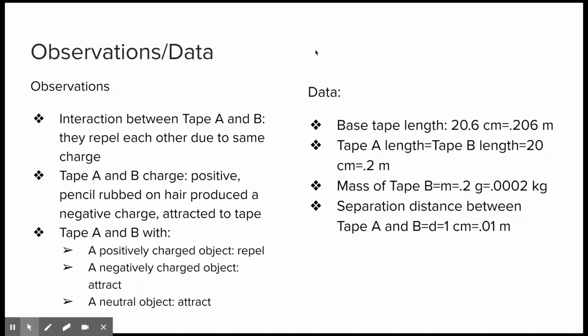I observed that tape A and tape B repel each other, so they must have the same charge. Also, they were attracted to a negatively charged pencil, therefore signifying that tape A and tape B are positively charged. As a result, tape A and B would repel positively charged objects and attract negatively charged and neutral objects. Using the data listed here, I calculated the unknown quantities previously mentioned to support my findings.